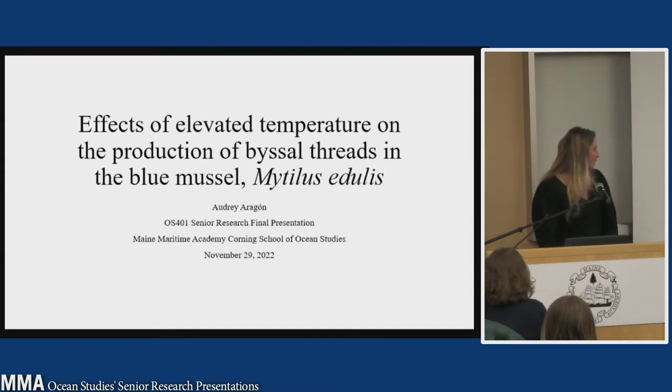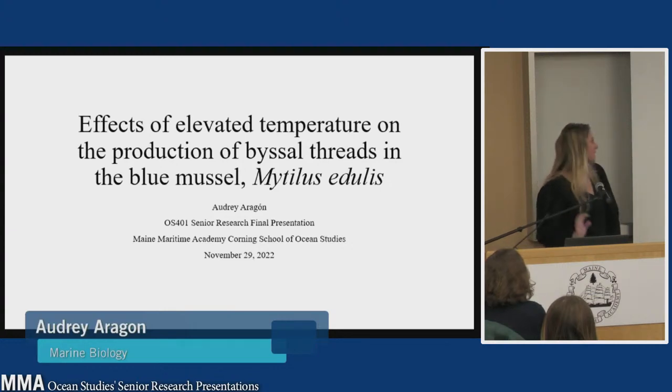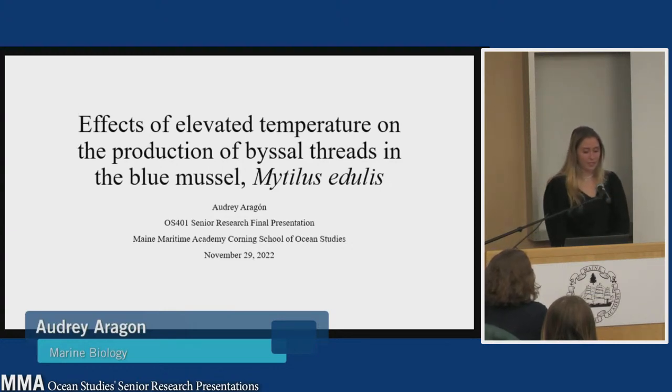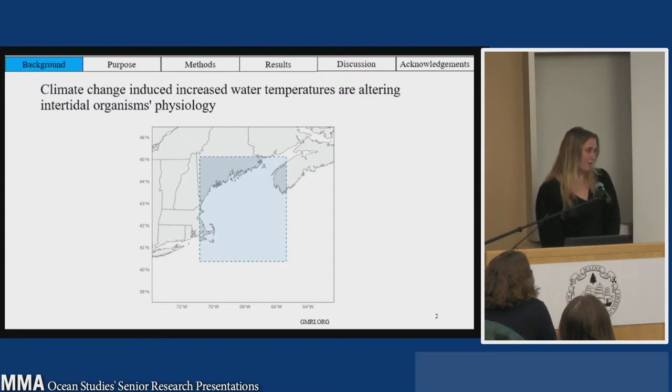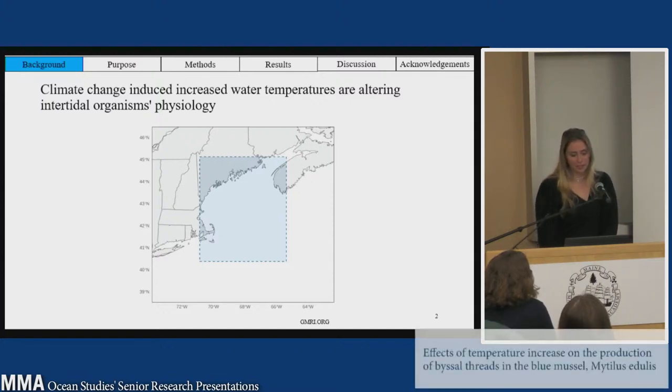All right. Hi, my name is Audrey Aragon, and today I'll be presenting my senior research, The Effects of Elevated Temperature on the Production of Byssal Threads in the Blue Mussel, Mytilus edulis. So the Intergovernmental Panel on Climate Change concluded with very high confidence in 2022 that anthropogenic climate change, or the changes to the Earth's climate that are caused by human activities, have a major impact on coastal marine life.